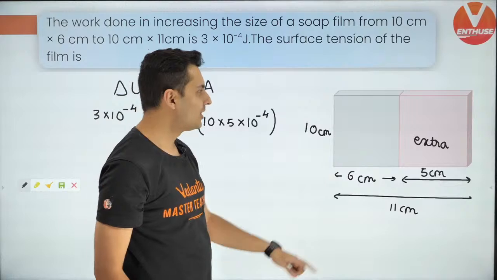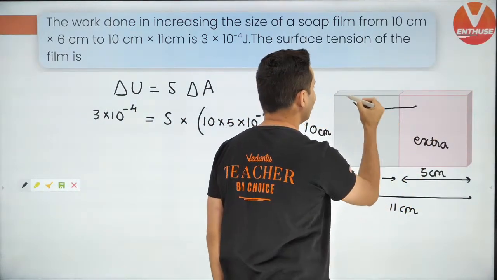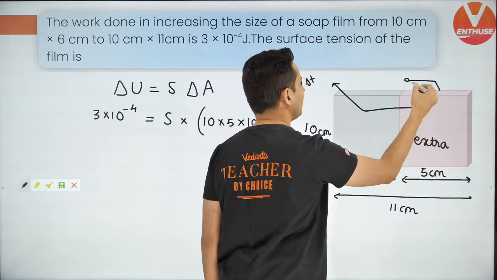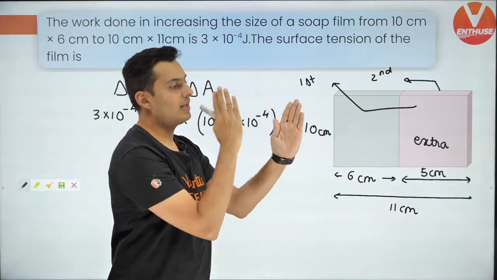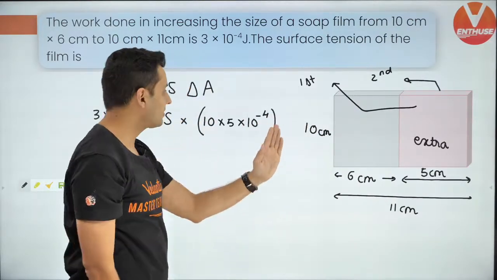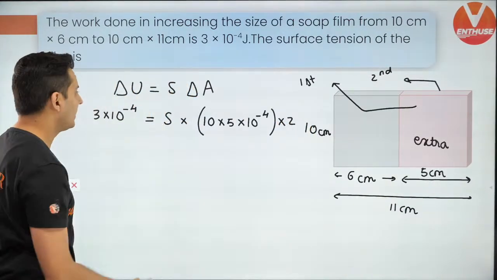Now there is one catch. Be careful. There are two areas. One area over here, this is the first surface. And there is a surface behind, that is the second surface. Do not forget, any film has two sides. One side here, one side here. So in all, two surfaces out there. So do not forget to multiply by 2. Only then you'll get the correct answer.